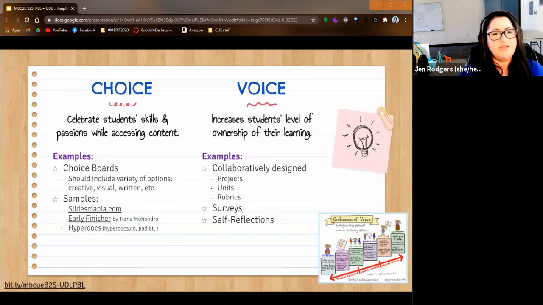But in addition to that, students should also have a voice in how they're going to learn and what they're going to do. Voice increases students' level of ownership in their learning, and this is where it becomes really powerful. Some examples would be collaboratively designing projects, units, or even rubrics, and getting feedback from students about the classroom, how they like the classroom culture, or anything they can contribute their opinions to about how the classroom is run.